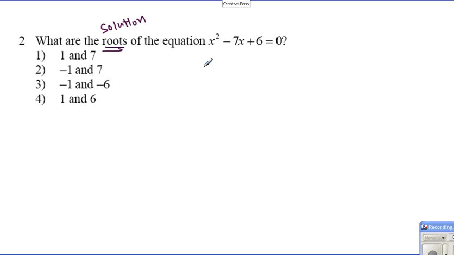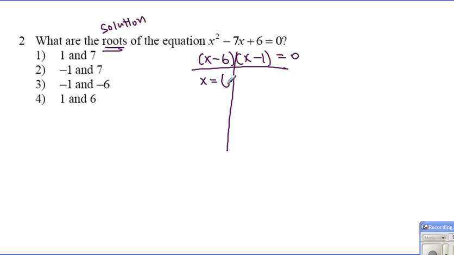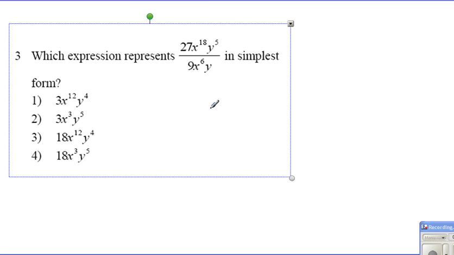The famous factoring. You see, we have to factor two numbers that multiply to 6 but add up to -7, which ends up being (x minus 6) times (x minus 1) equal to 0. That tells us x has to be, by setting up the t-chart, x equals 6 and x equals 1. So 6 and 1 becomes our answer. Choice number 4.